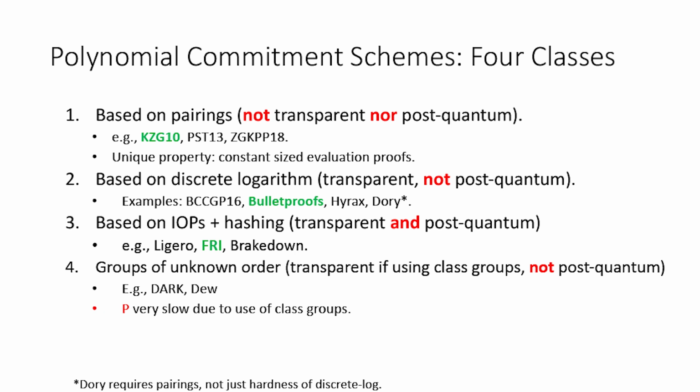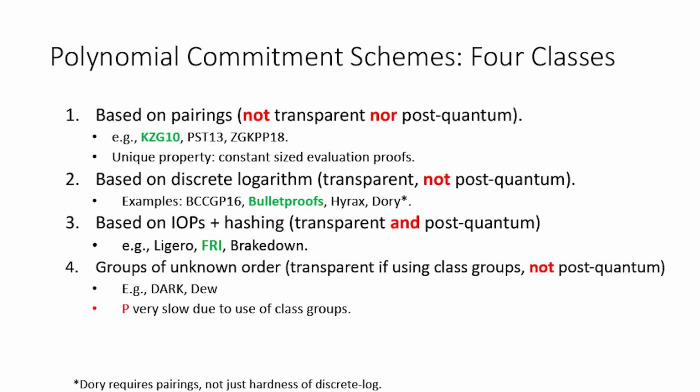And then the last category is both transparent and plausibly post-quantum. The most popular one here is FRI, which stands for Fast Reed-Solomon Interactive Oracle Proof. The proof length there is like log squared times the security parameter, or something like that. So I've listed the three categories in increasing order of proof length: constant size evaluation proofs, log size, polylog.